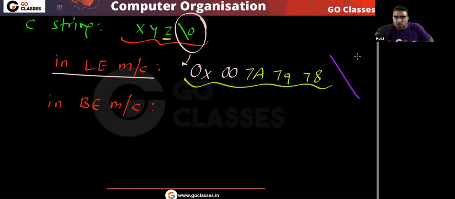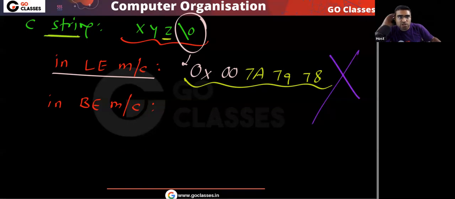This is absolutely wrong. What is the reason? Endianness does not apply to strings. I told you, this byte ordering concept does not apply to strings. Did you understand? So this is actually wrong.